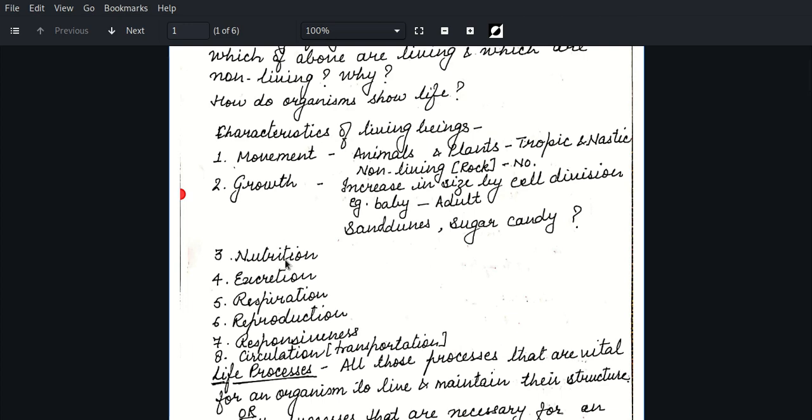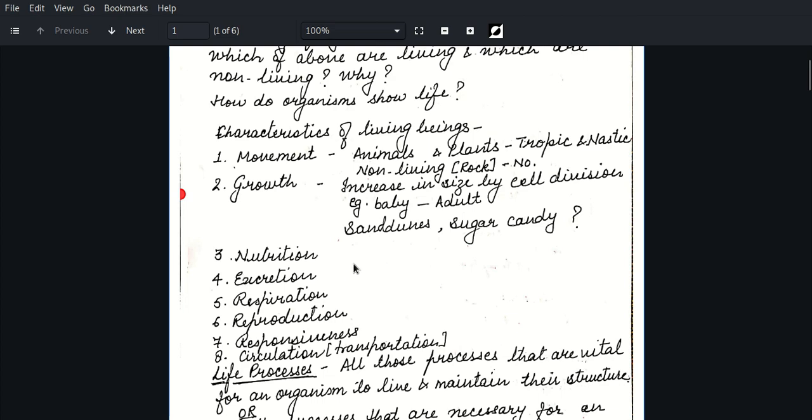Have you observed that your table takes food? No, never. Why? Because it is non-living. Is there any waste released from your table or pen? No. Do they respire? No. Do they reproduce? No. Do they respond? No. And there is no transportation. So all these are the characteristics of living organisms only.